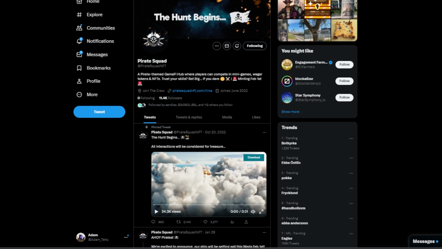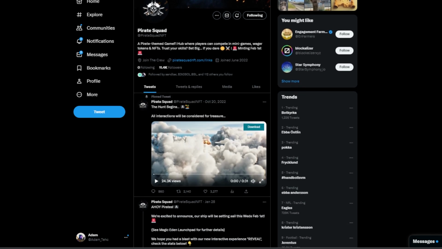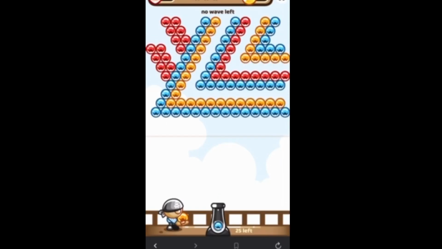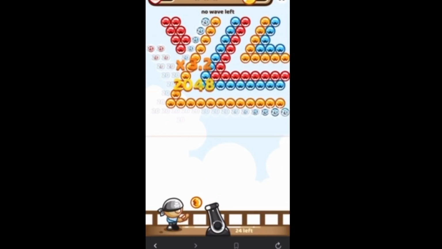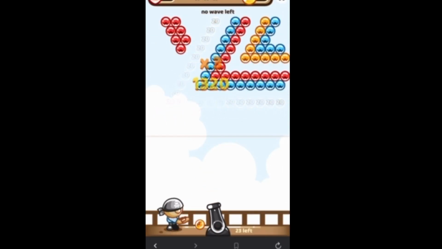Moving on to Wednesday first, we have the Pirate Squad Mint. A pirate-themed GameFi hub where players can compete in minigames, wager tokens, and NFTs. Apparently you can try this game already, so I'm gonna hop on my phone and test it out. So I'm on my phone here trying the Pirate Squad mobile game. You shoot these little balls at the map. I'm kind of blown away, honestly.